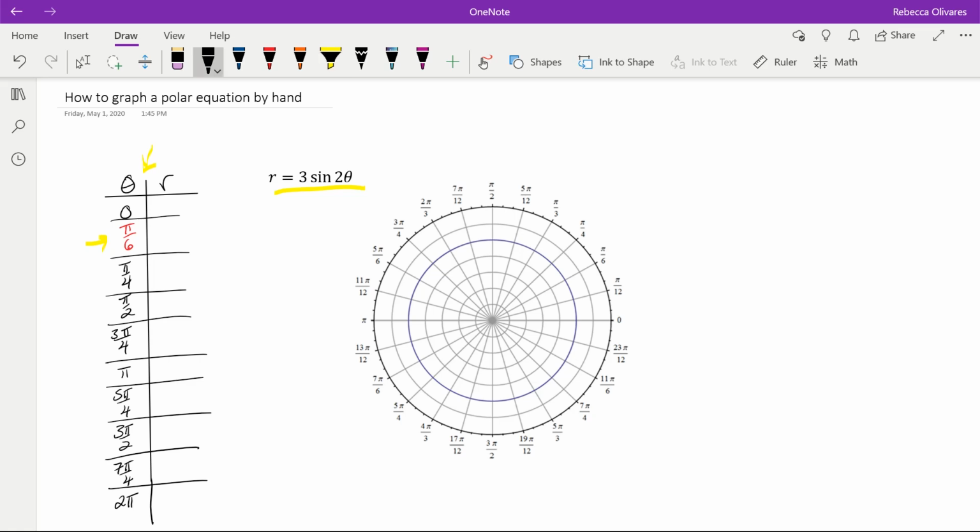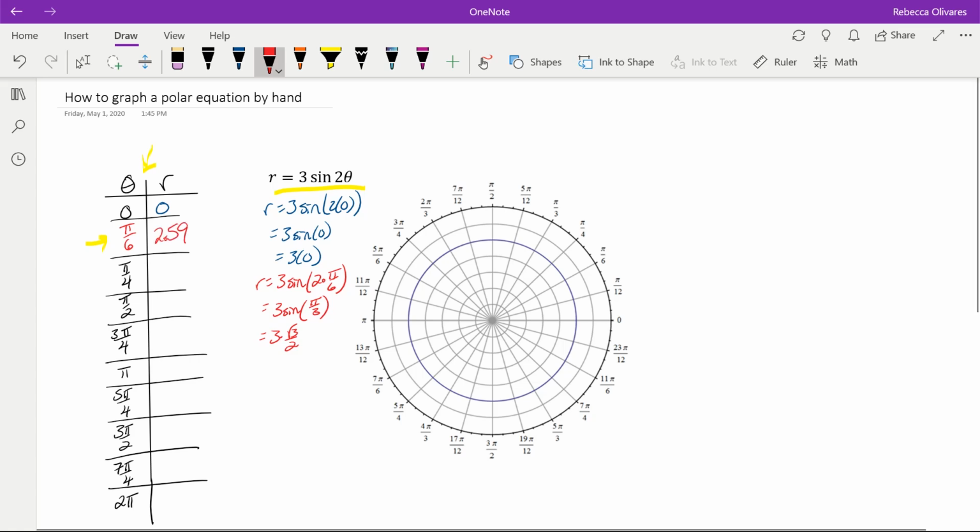Let's start with theta equals 0. If I were doing this by hand, I'd be looking at r equals 3 times sine of 2 times 0. That's going to be 3 times the sine of 0, which is 0. So 3 times 0 is going to give me 0. If I do the pi over 6, we're looking at r equals 3 times the sine of 2 times pi over 6, that's going to be 3 times the sine of pi over 3, which is going to be 3 times the square root of 3 over 2, which is approximately 2.59.